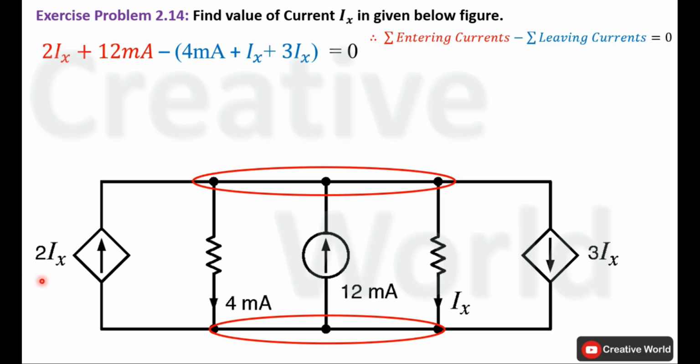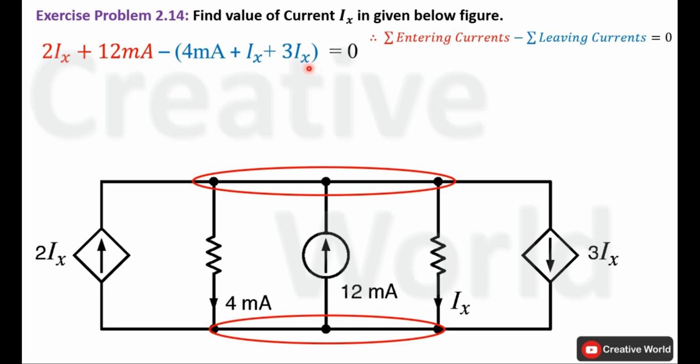Currents 2Ix and 12 mA are entering this node, while the rest of the currents, 4 mA, Ix and 3Ix, are leaving this node. Inside this equation we only have one variable, that is Ix. We will solve this equation to calculate the value of Ix.